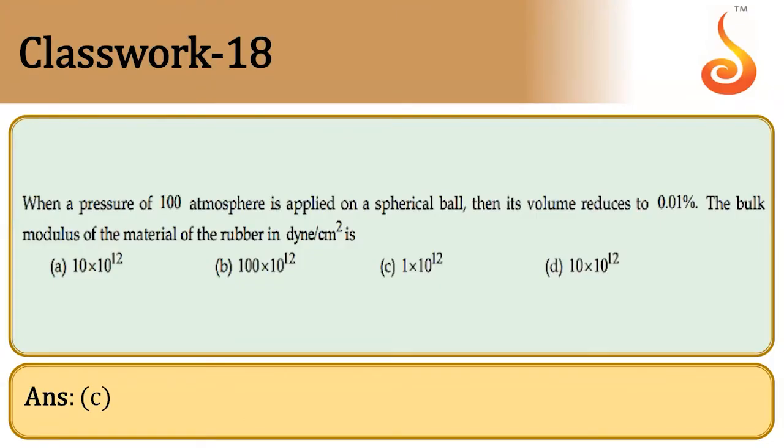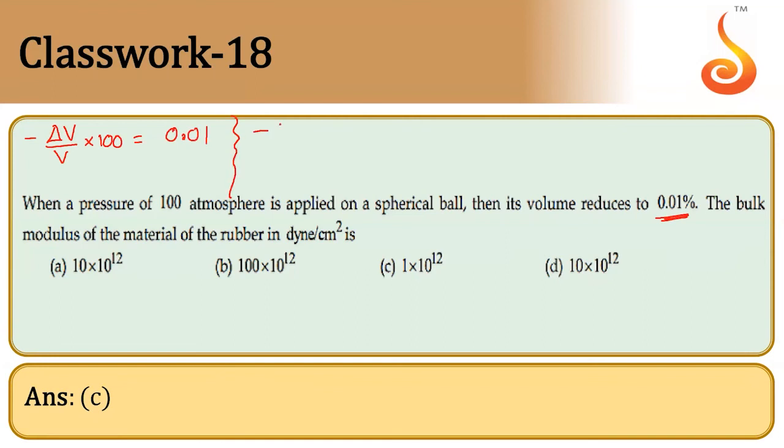This also is easy. When a pressure of 100 atmosphere is applied on a spherical ball, then its volume reduces by 0.01%. Find the bulk modulus of the material of the rubber in dyne per centimeter square. First you calculate in Newton per meter square. So basically, what is the formula for bulk modulus? But before you calculate bulk modulus, they gave percentage change in the volume. So minus delta V by V they gave. Percentage decrease in the volume, which is delta V by V into 100, equals 0.01.